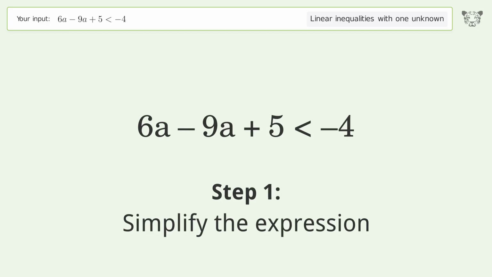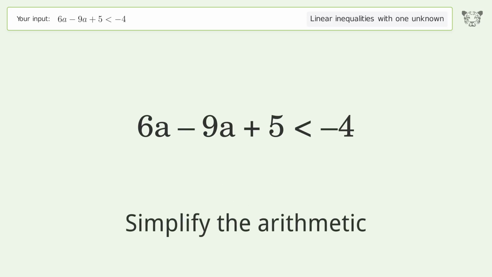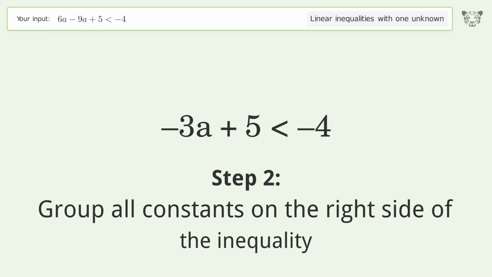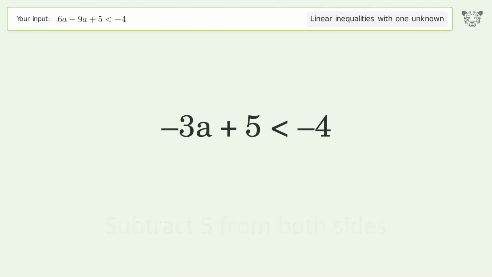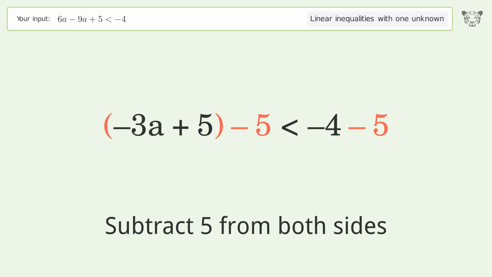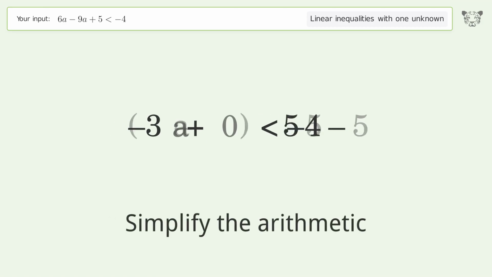Simplify the expression. Simplify the arithmetic. Group all constants on the right side of the inequality. Subtract 5 from both sides. Simplify the arithmetic.